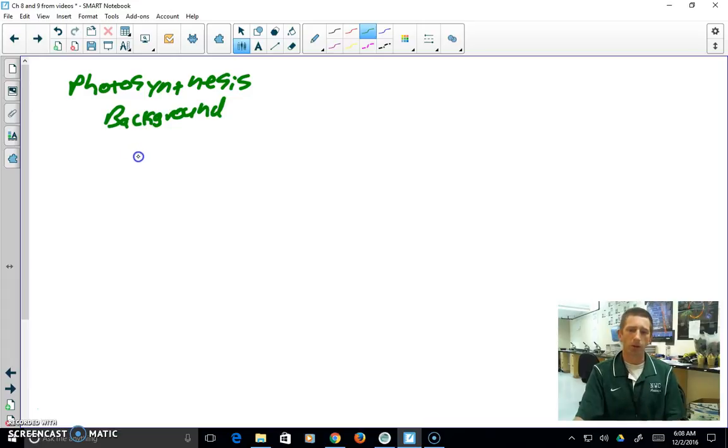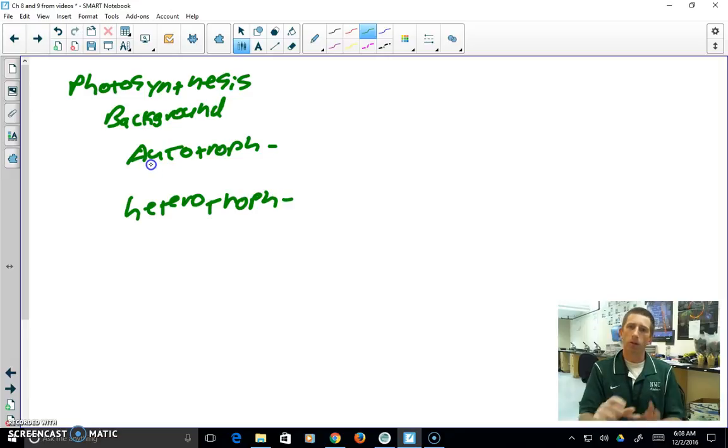Background. Okay, so two words for you, autotroph and heterotroph. Okay, so we need to know the meaning of these words, right? So these are describing different kinds of organisms and different ways that they get food, basically.